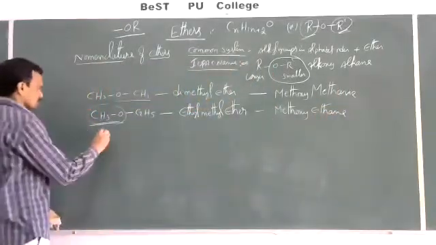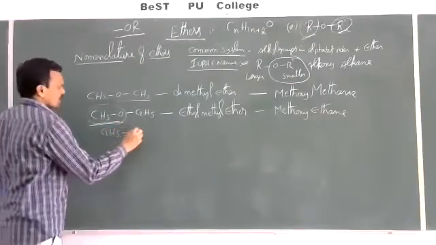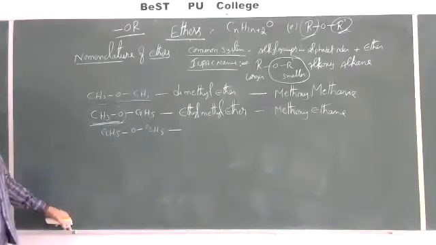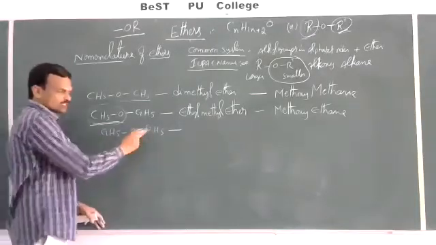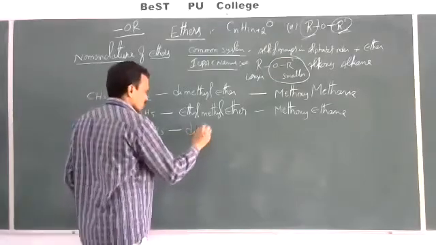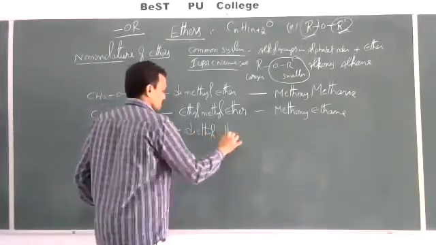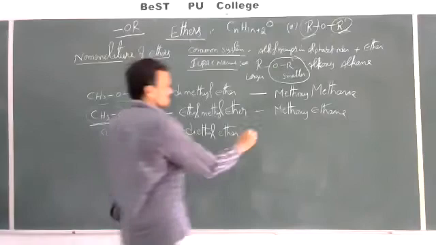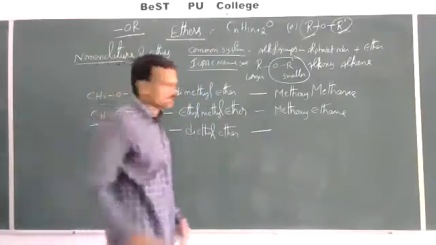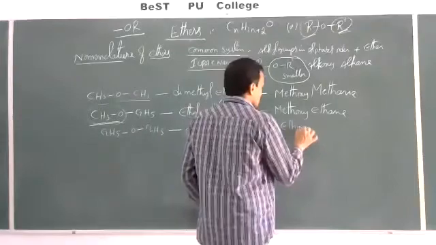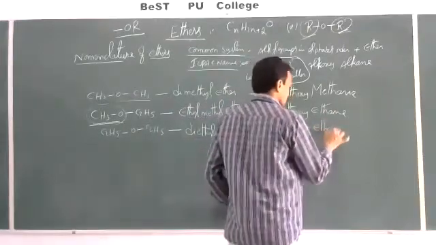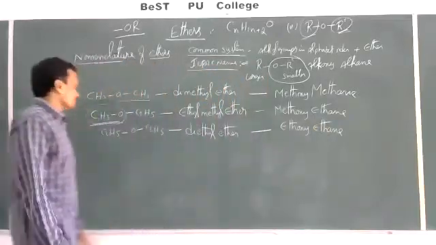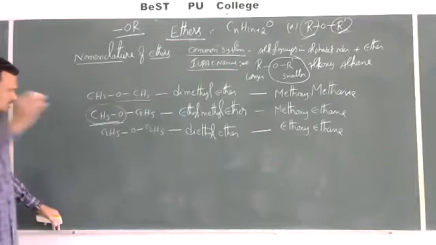Let's take one more example now. C2H5OC2H5. Now both alkyl groups are the same. This is nothing but diethyl ether, the common name. And its IUPAC name is, since both are the same, you can take either as alkoxy, nothing but ethoxyethane. Ethoxyethane is the IUPAC name. Take one more example.